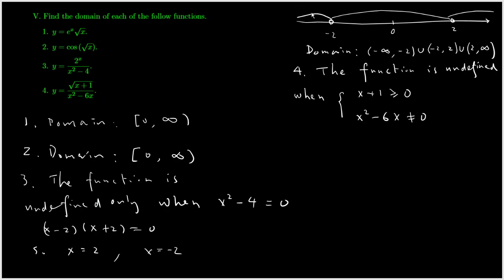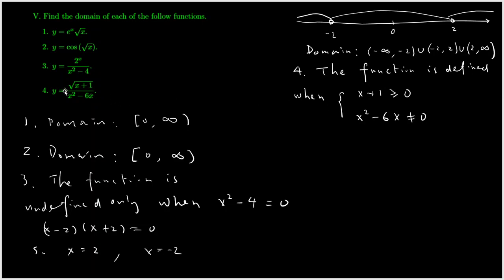Sorry, there's something wrong with the wording. The function is defined, so can I replace undefined with defined? So this time I want to look at what x values the function is defined. The function is defined when the stuff under the radical is not negative, and the denominator is not equal to 0.